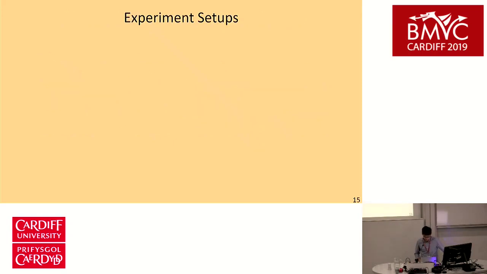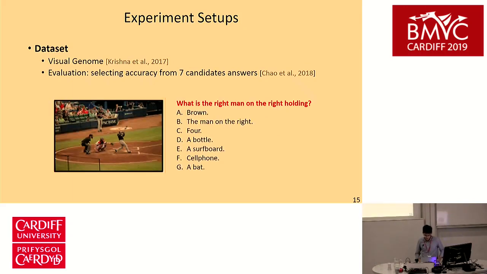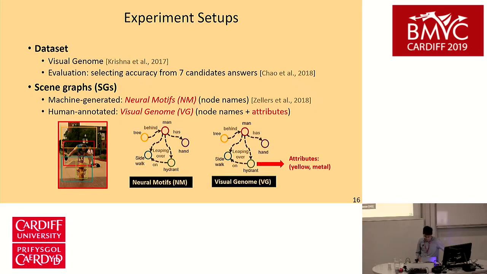So now let's move on to the experiments. We use the popular VQA dataset Visual Genome. We have an image, a question, and several candidate answers. For scene graphs, as the problem we want to study, we have machine-generated scene graphs. Neural Motifs is one of the state-of-the-art models for scene graph generation, and we also try the human-annotated dataset Visual Genome. It even provides attributes on nodes. For example, a hydrant is yellow and metal here.